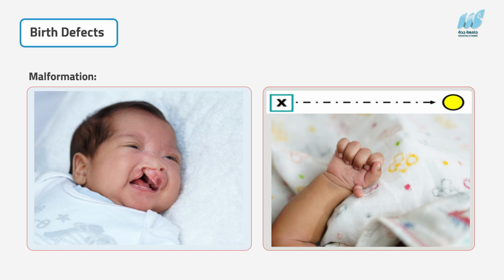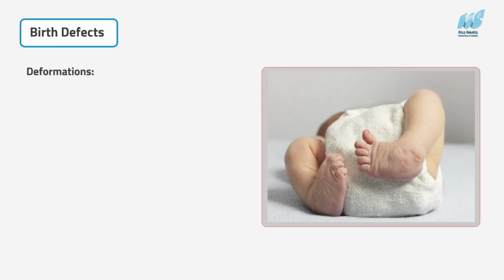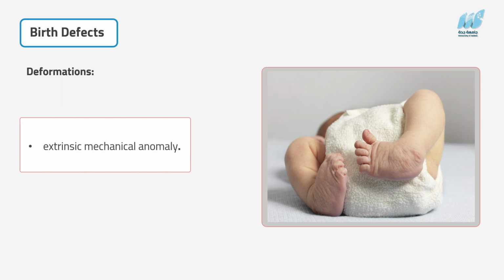The first mechanism we will talk about is malformations. It's a primary error of morphogenesis, usually multifactorial. An example is congenital heart disease. The second birth defect is deformation, where an originally intact structure is deformed by an extrinsic mechanical force.